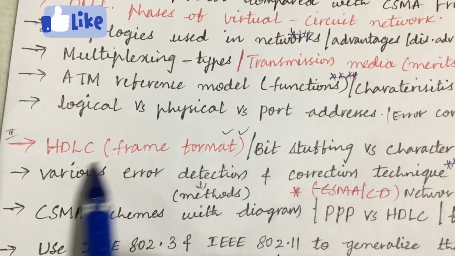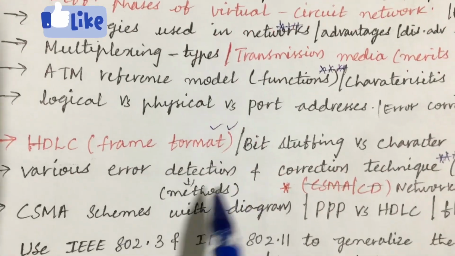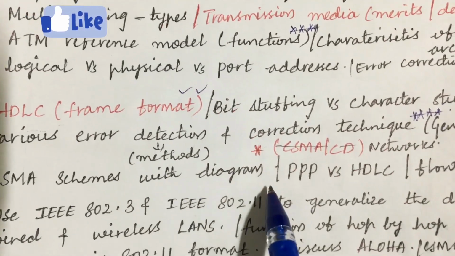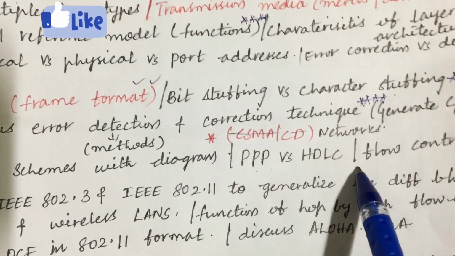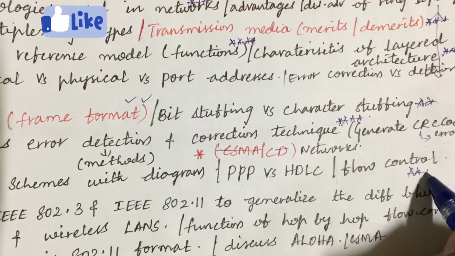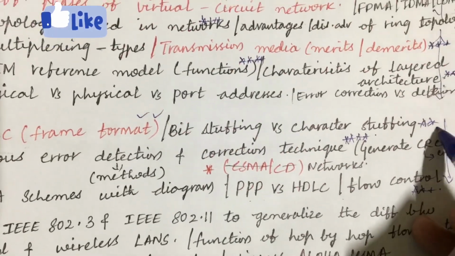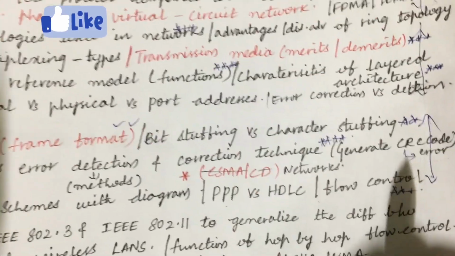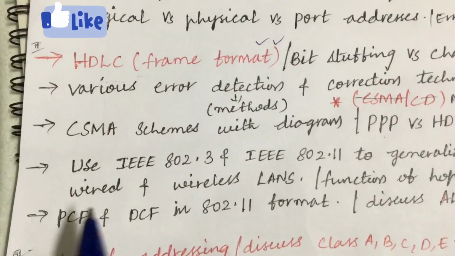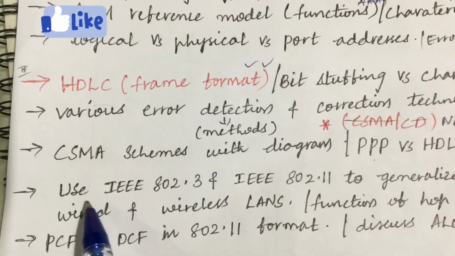Later, what are the different methods of error detection, the CSMA scheme with diagram, and P versus HDSL and flow control may also be one question. From this part you will be getting 3A as well as 3B, dear students, and one of the gunshot questions which I can give you is the fourth question.